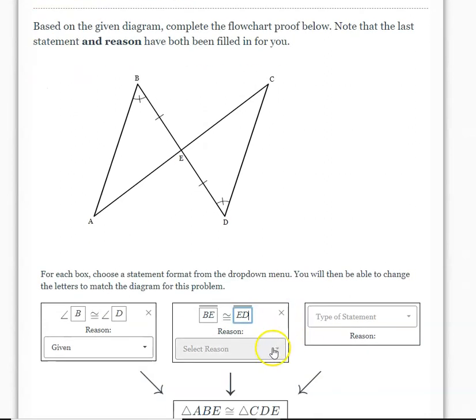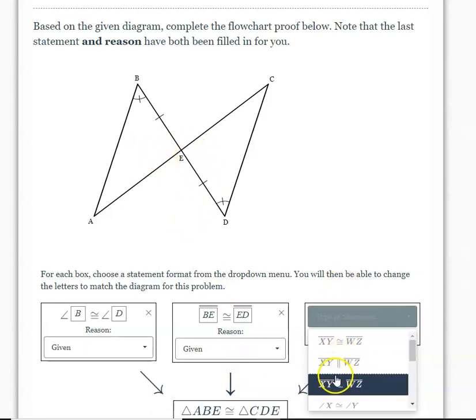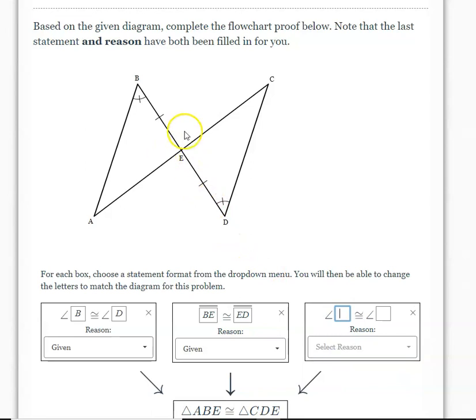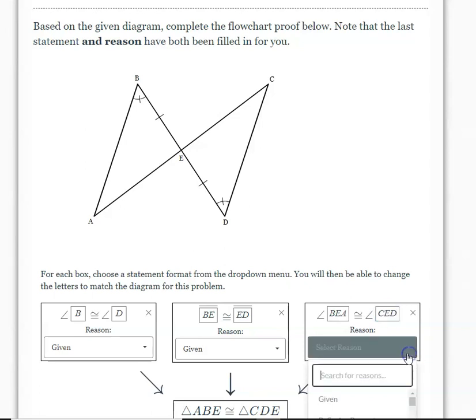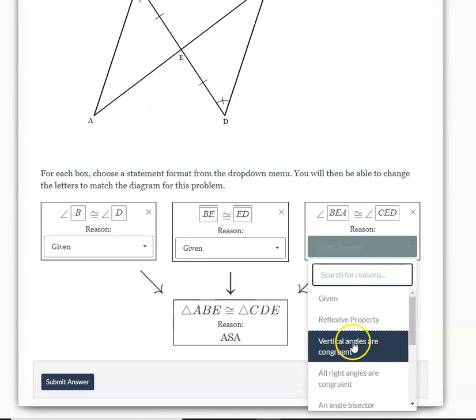BE and ED, again, that's given. And then there's the vertical angles, so this is not given. Because there are 4 angles here, we have to use 3 letters. E is going to be the middle letter, so BEA would be one way of writing it. And then the angle over here is CED, or DEC if I reverse it. So CED. The reason for this is that vertical angles are congruent.